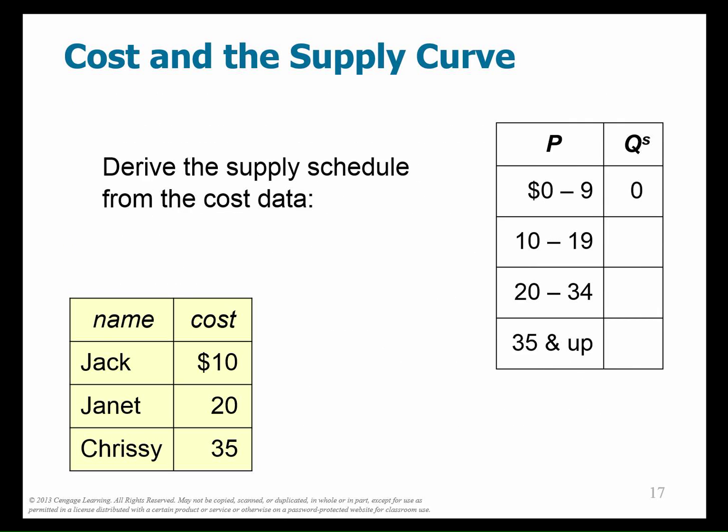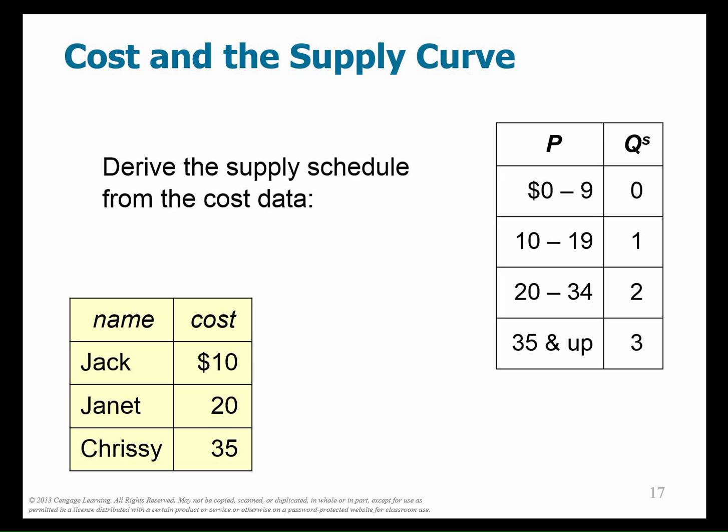So let's look at this. If we're only willing to pay 0 to 9, nobody ends up supplying because the lowest guy, Jack, you still have to pay him at least $10. So from 10 to 19, Jack will mow the yards. From 20 to 34, both Jack and Janet. And 35 and up, Jack, Janet, and Chrissy.